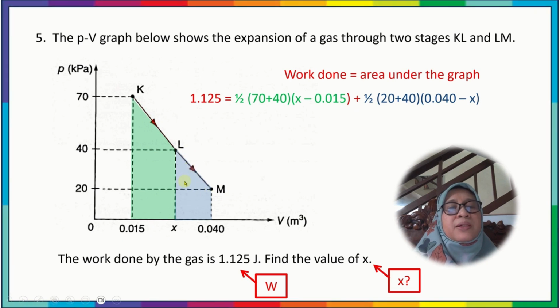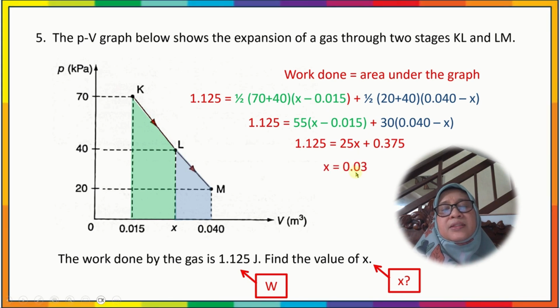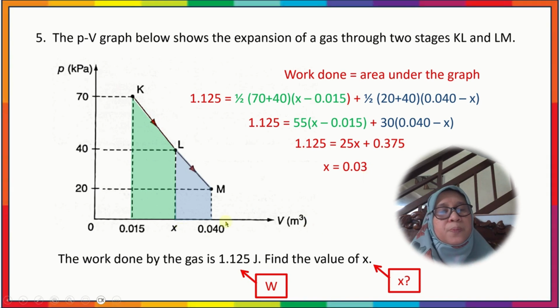Then plus the area under the LM graph. The two parallel lines here are 20 plus 40, and then the height of this trapezium will be 0.040 minus x. So you can solve for x, expand the bracket here, and the answer is x equals 0.03 meter. I didn't put the unit there for the volume, so you must put the unit 0.03 meter cube.